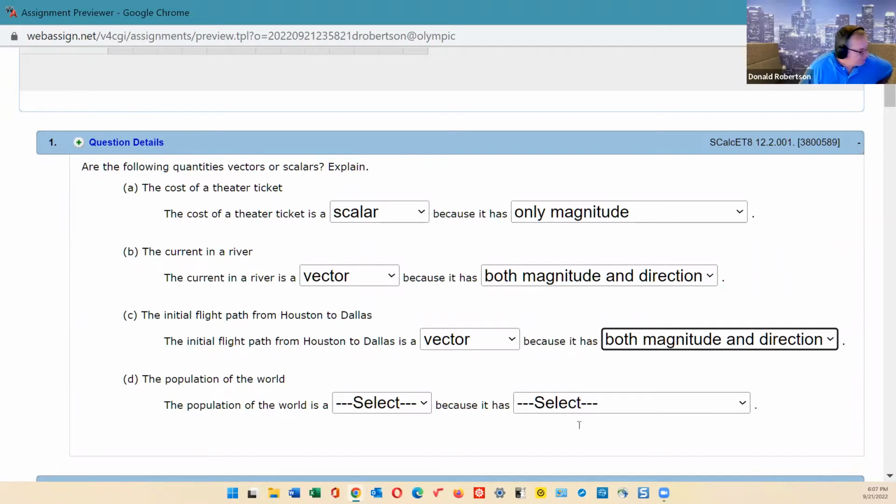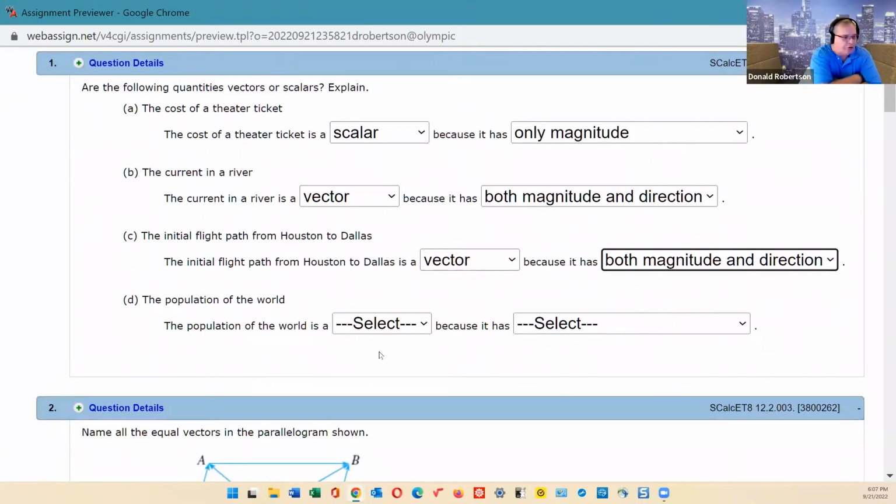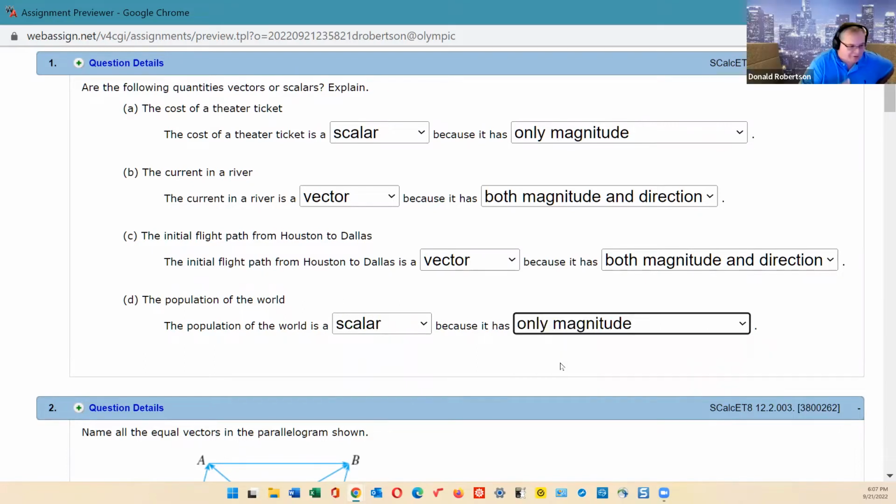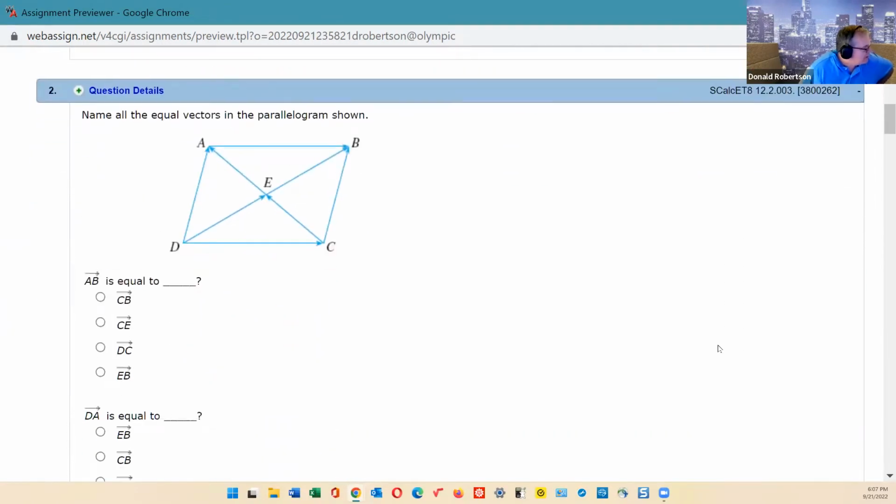So the population of the world, that should be an easy one. Vector or scalar? Scalar. Because the population, whatever it is today, I have no idea, 7 billion, right? That's just a number, right? Now you could say, well, the population's increasing, but that still doesn't make it have a direction, right? It's just getting bigger.